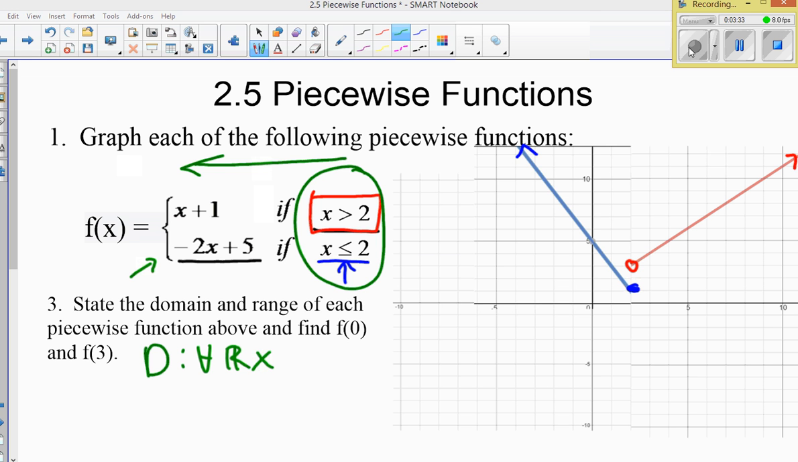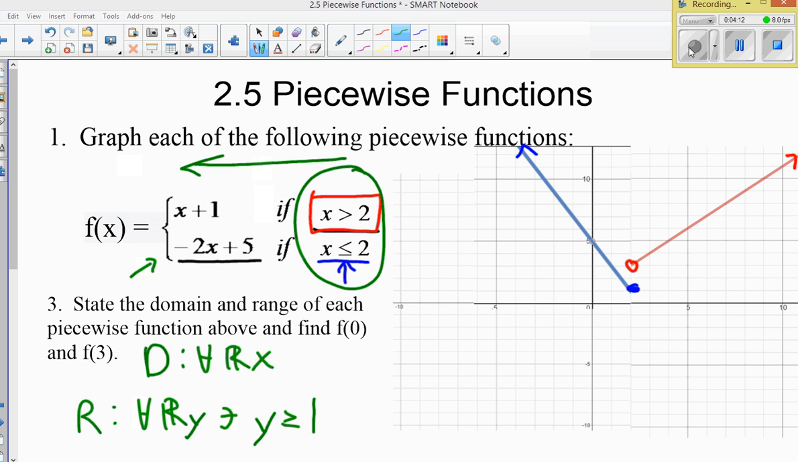Okay, our range is going to be a little different here. So I notice that my lowest value I can ever have here is when y is equal to 1, and it's going to be defined at every other place above that. So my range is for all real y's such that y is greater than or equal to 1, it can be equal to 1 there.